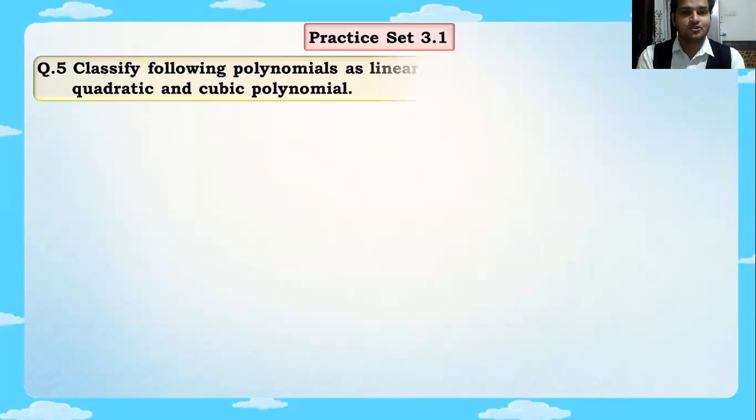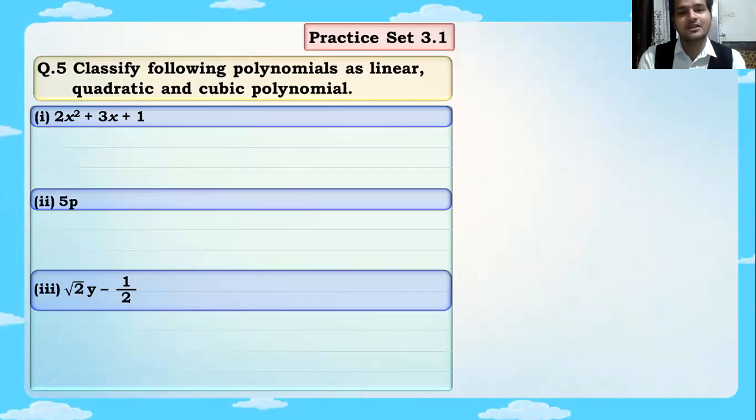Now, let us go with question number 5, practice set 3.1. Classify the following polynomials as linear, quadratic, and cubic. As we all know, linear मतलब degree 1, quadratic मतलब degree 2, cubic मतलब degree 3. आपके फिंगर टिप्स पे सारे आंसर्स रखे हुए हैं. लीनियर, डिग्री 2, क्वाड्रेटिक, डिग्री 3, क्यूबिक, इस तरह से. So now decide. In the first example, what is the degree? 2. तो डिग्री 2 मतलब क्वाड्रेटिक.